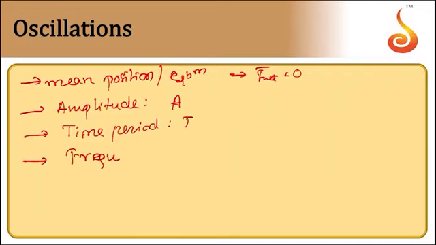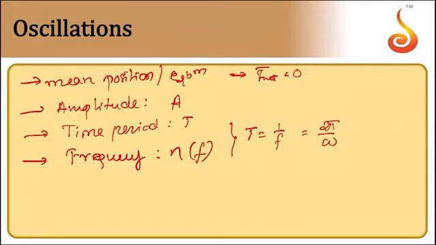Frequency refers to the number of oscillations per second. N or f represents frequency. And you know that these two are related: time period is the reciprocal of frequency, and this can also be written as 2 pi divided by omega, where 2 pi refers to the angle traced over one circle, omega refers to the angular frequency, and f refers to the frequency.